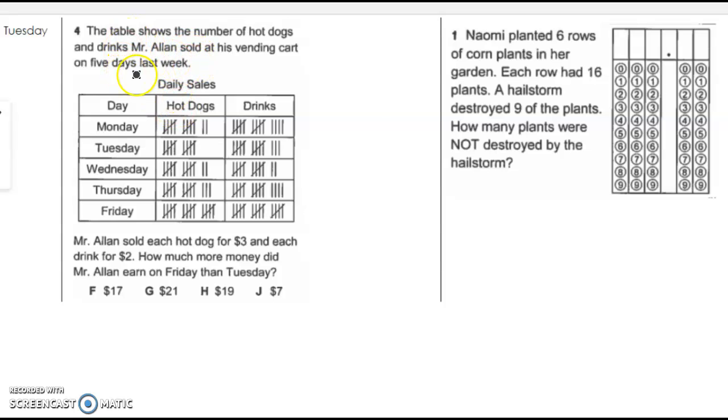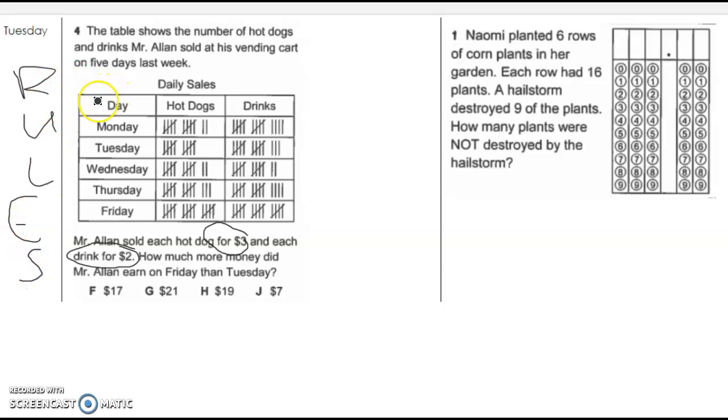So it says the table shows the number of hot dogs and drinks Mr. Allen sold at his vending cart on 5 days last week. Mr. Allen sold each hot dog for $3 and each drink for $2. How much more money did Mr. Allen earn on Friday than Tuesday? So we can use our rules to help us go through this.